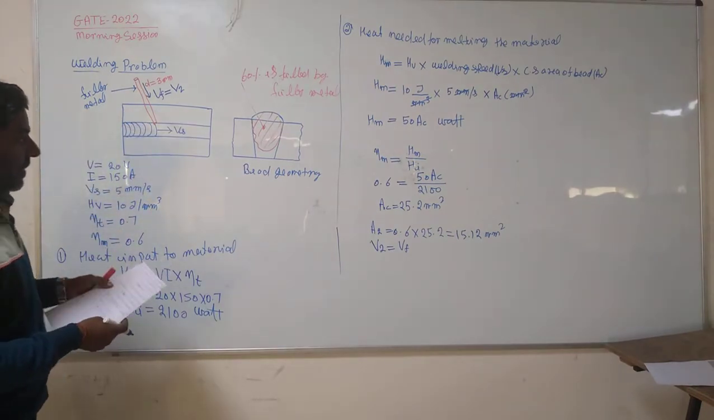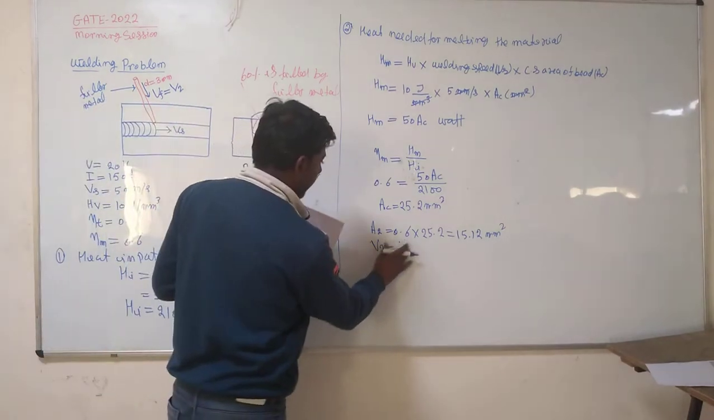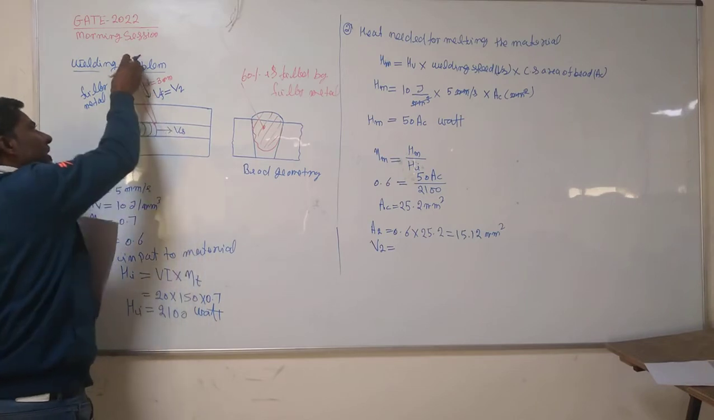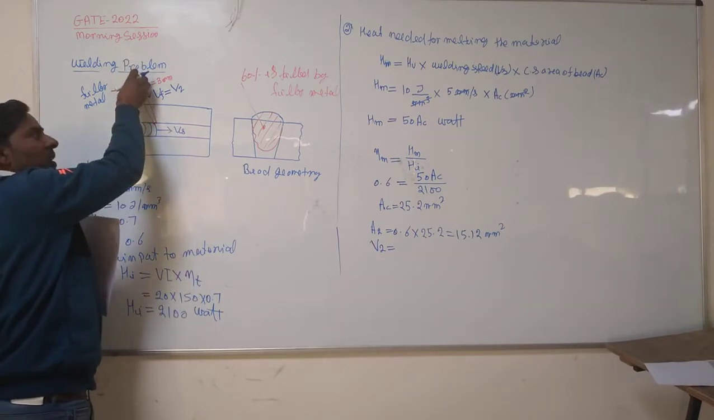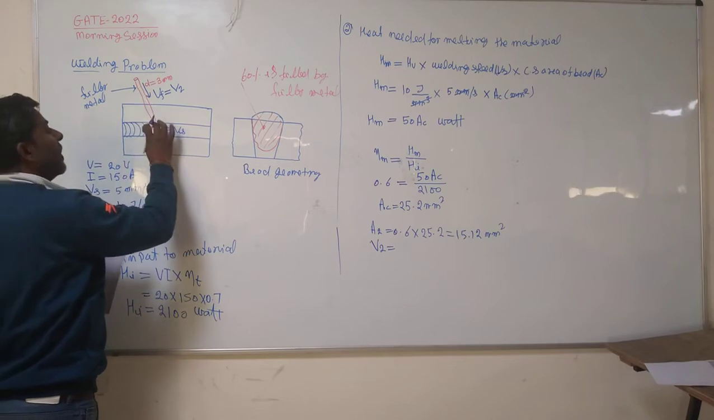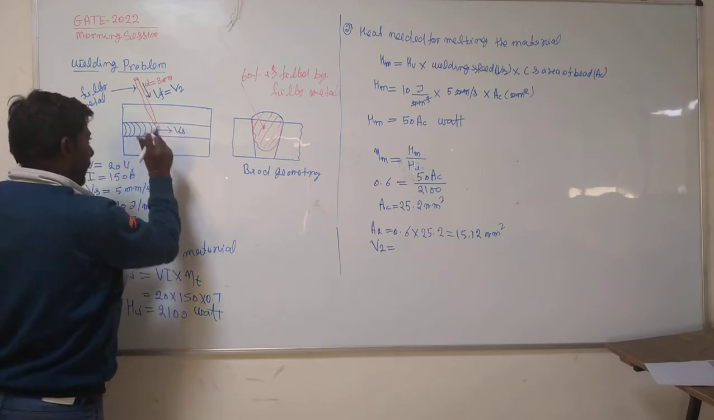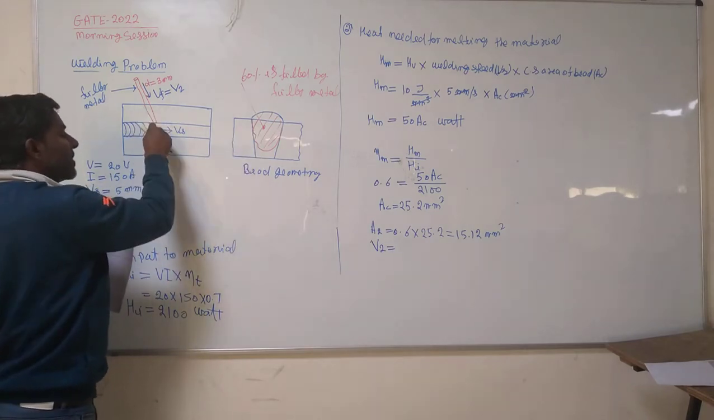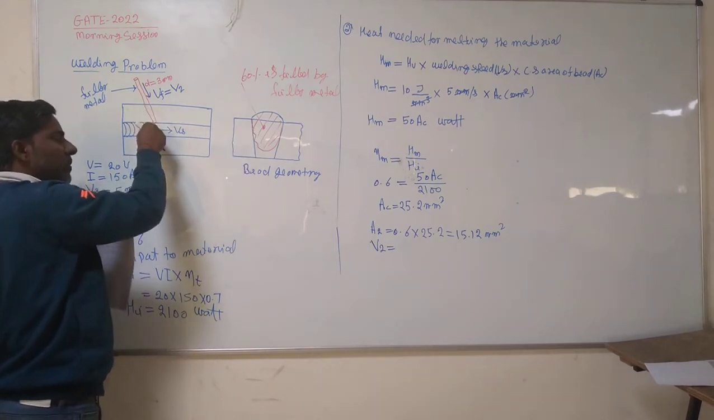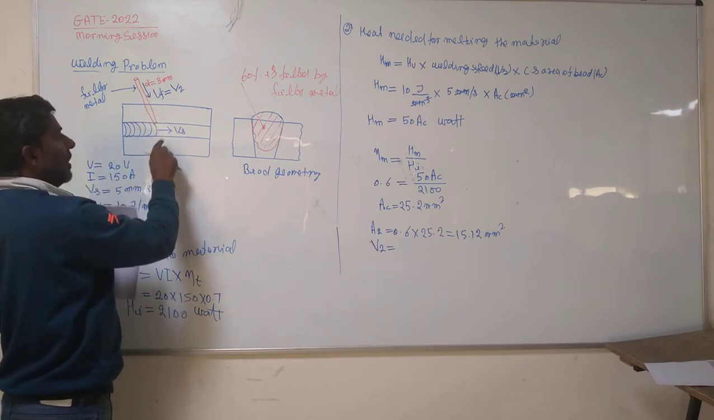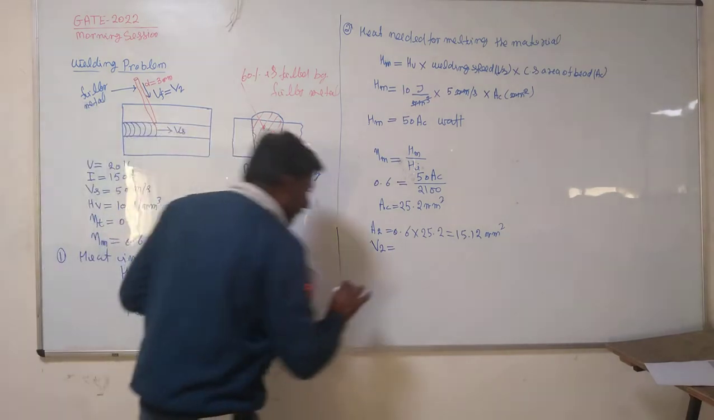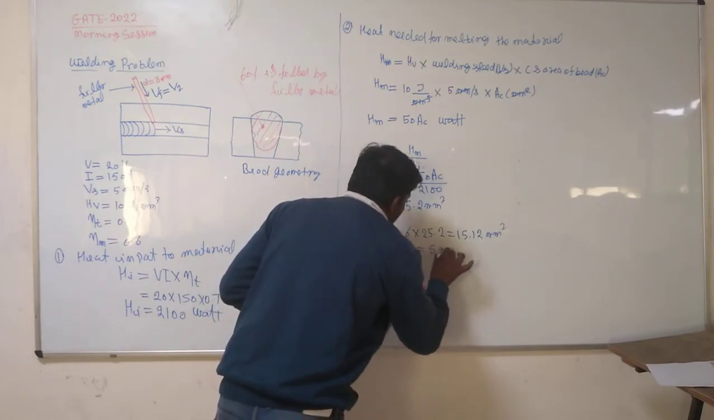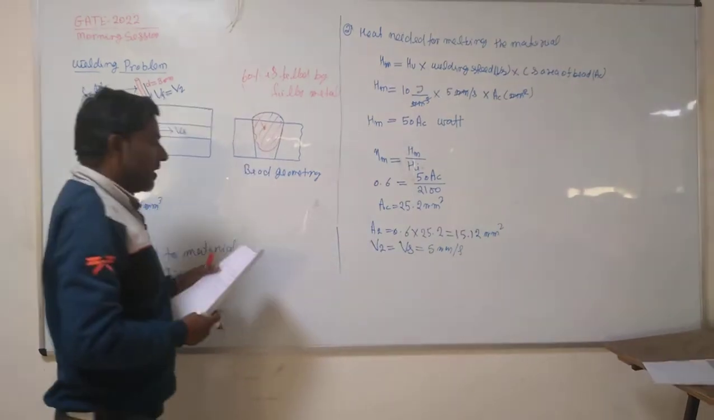Oh, sorry. This V2 will not be the V of the feed rod. V2 will be the welding speed. At what speed and cross-sectional area this is coming, and at what cross-sectional area and speed this is moving. So A2 is here, the cross-sectional area that the filler metal compensates, only the filler metal, not the workpiece. And at what speed it moves, that is V2. So V2 is equal to the welding speed, which is given as 5 mm per second.